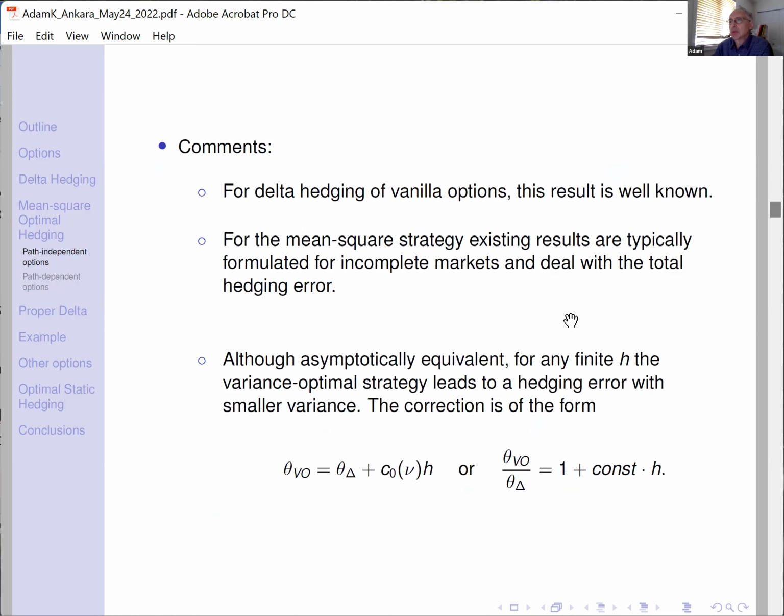So this result is well known in the context of vanilla options, but it is valid for any European type option. What I only want to mention is that the ratio of the mean square optimal hedge and standard delta hedge has the same main term, is equal to 1. The correction depends on the length of time interval, and it shrinks as h goes to 0.